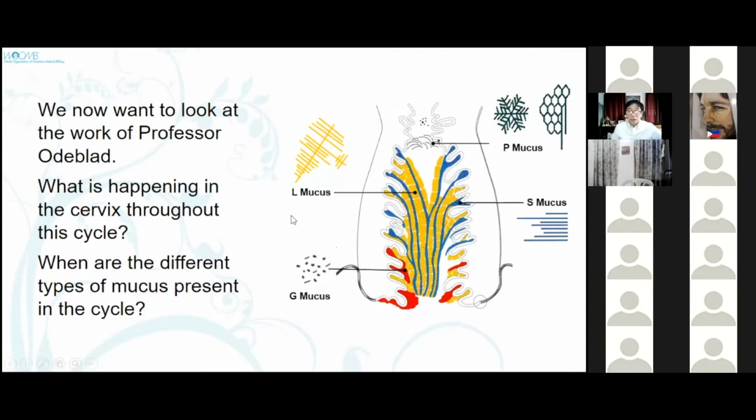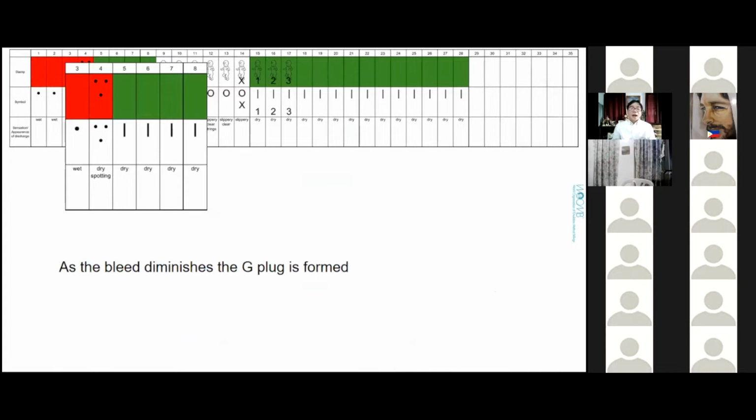So let's try to study the chart in relation to the work of Professor Eric Odeblad. As the bleed diminishes, in Filipino, hanggang dumating ang paghihina ng pagdurugo o regla. As the bleed diminishes, the G-plug mucus is formed. Okay? So now, during the days of menstruation, the cervix is open.